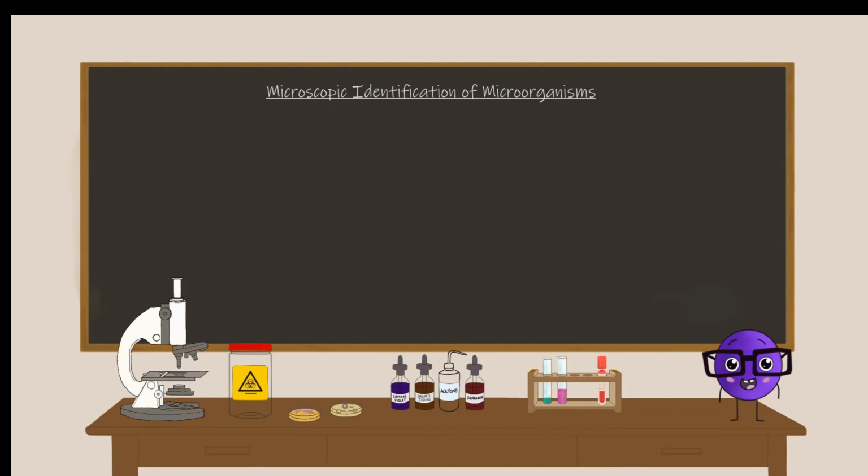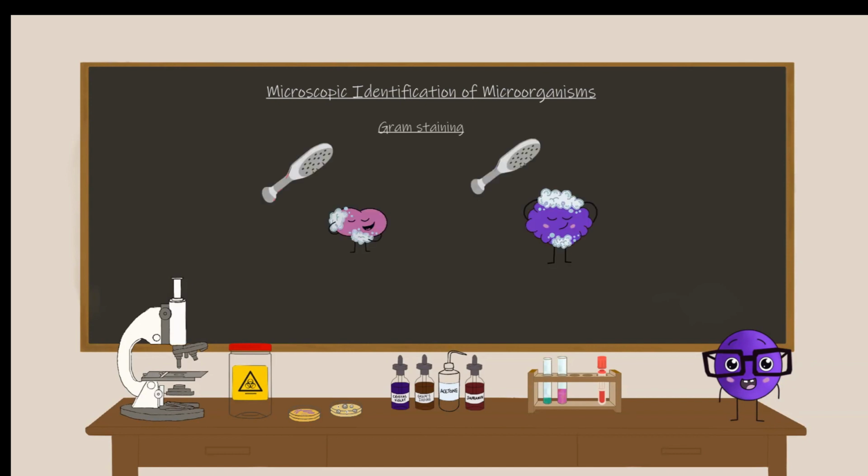To enhance the visibility of microbes under the microscope, we use some of the following staining methods. Gram staining. This is a common technique used to differentiate bacteria based on their cell wall composition. Gram-positive bacteria retain the crystal violet stain and appear purple under the microscope, while gram-negative bacteria appear pink after counterstaining with safranin.